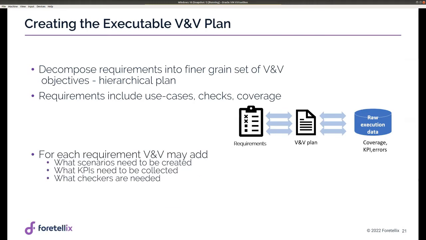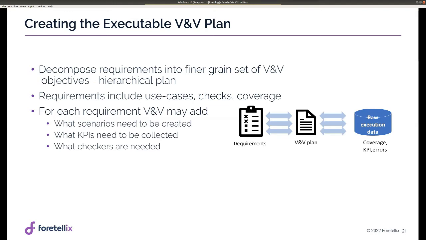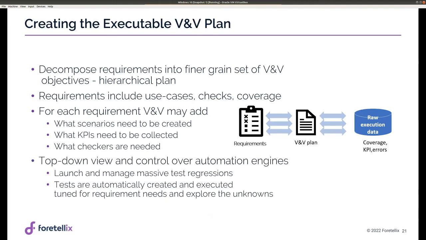And so this is what we have inside the requirement. And for each one of them, we will make them complete. As the VNV team, that is our role. What other scenarios could be there? What KPIs need to be collected for analysis? What checkers are needed? We're going to do that, running a little bit quickly because we said it before. And the V plan is really an executable V plan. If I don't want to just run all of it, I can run only scenarios that are valid for specific subsections of the V plan. So I can create test suites and execution based on that plan. From that plan, I can launch and manage massive test regression. Tests are automatically created and executed, tuned to the requirements' needs.